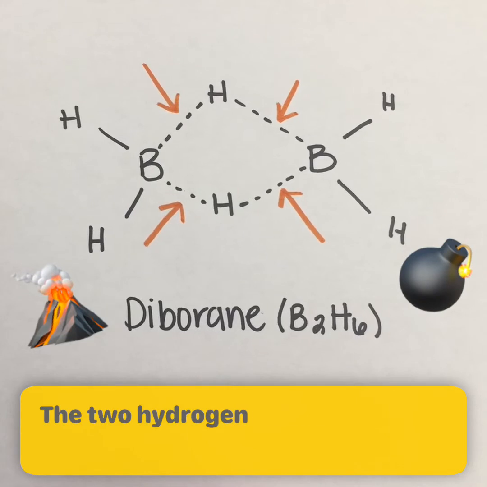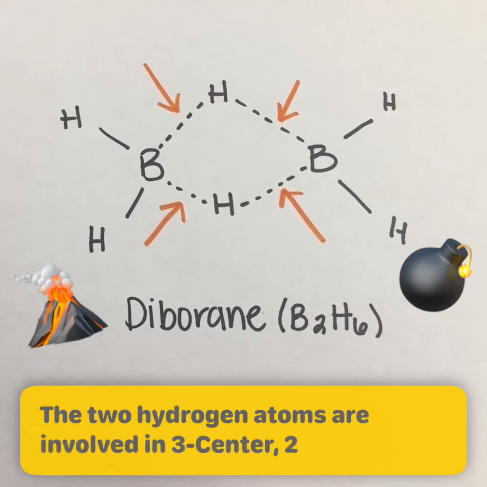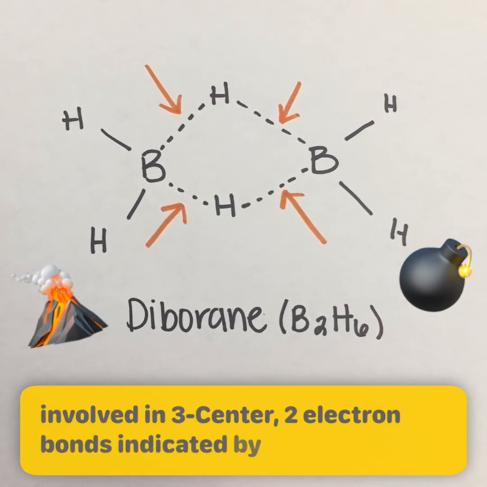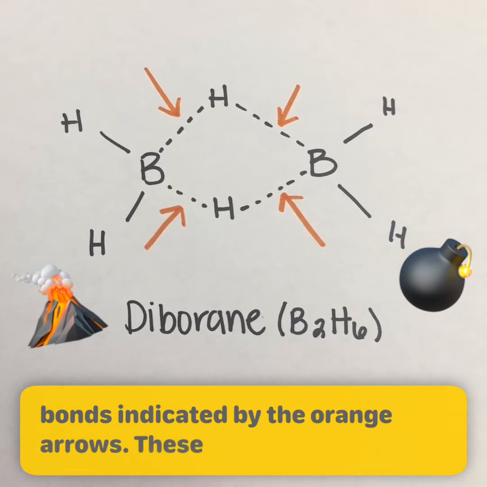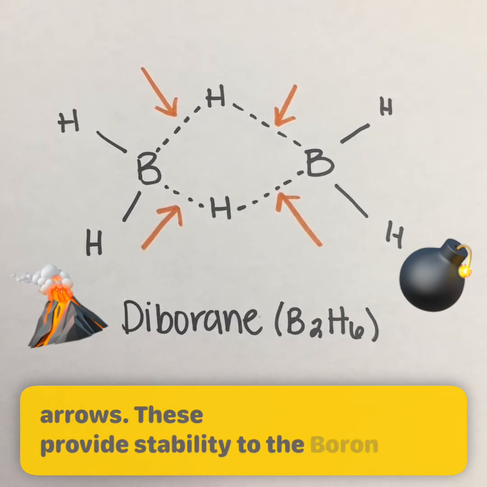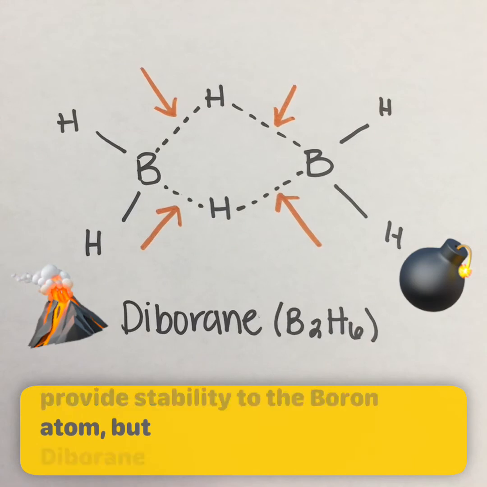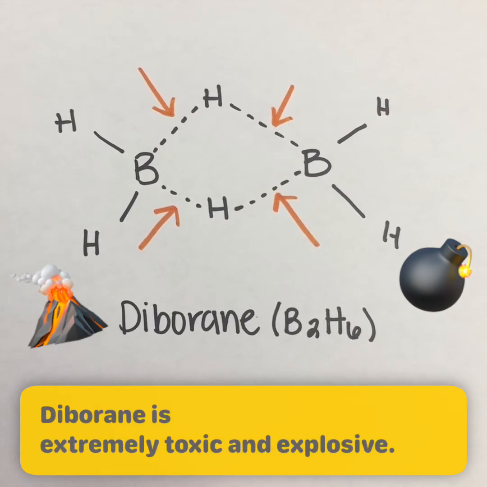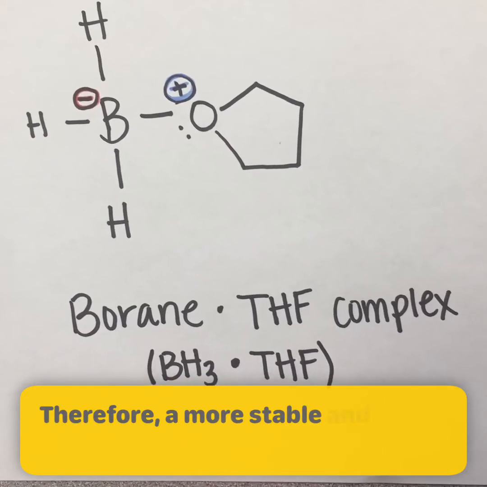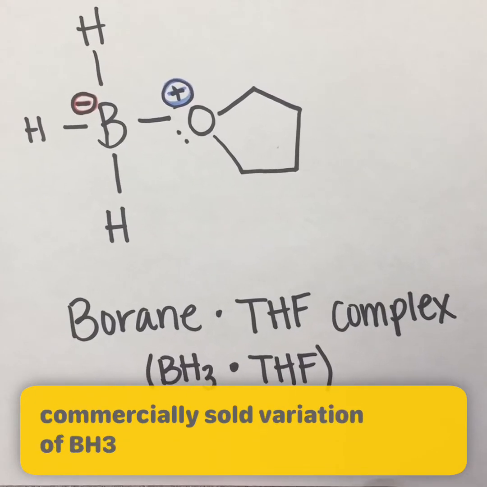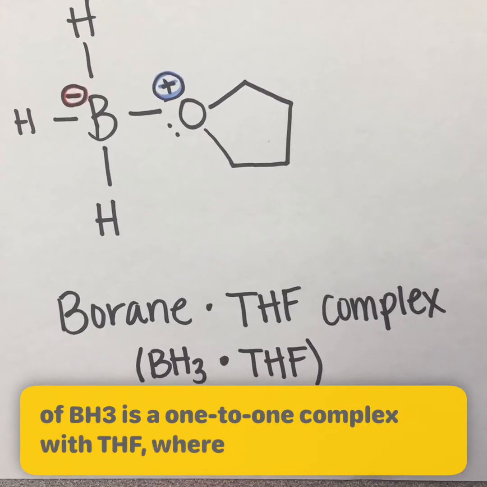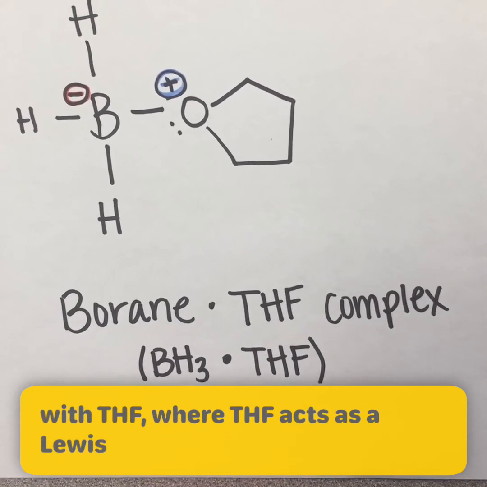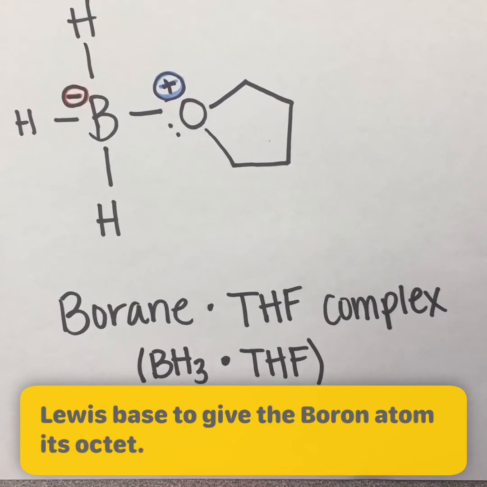The two hydrogen atoms are involved in 3 center 2-electron bonds indicated by the orange arrows. These provide stability to the boron atom, but diborane is extremely toxic and explosive. Therefore, a more stable and commercially sold variation of BH3 is a 1-to-1 complex with THF, where THF acts as a Lewis base to give the boron atom its octet.